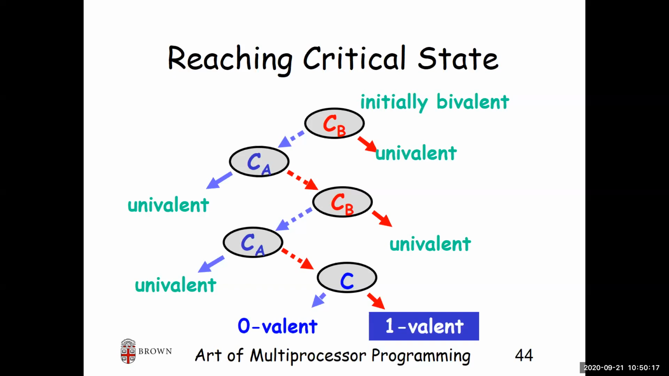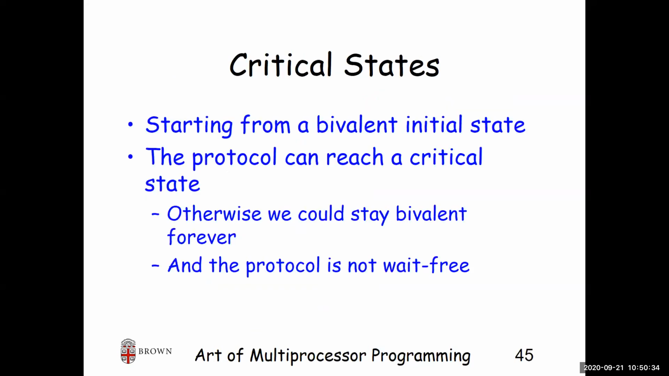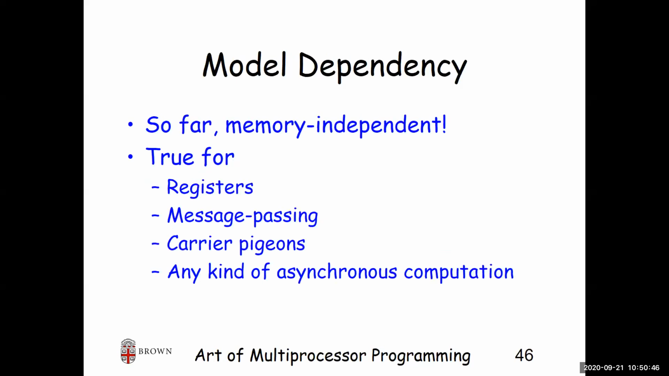Okay, and the claim is that we're going to fail. This is what we're trying to prove here, that we can't make a wait-free consensus protocol with atomic memory. We're going to show that atomic memory is just limited in what it can do. So we're starting from a bivalent initial state, and the protocol, in theory, can reach a critical state. Otherwise, we would stay in the bivalent state forever, and the protocol would not be wait-free.